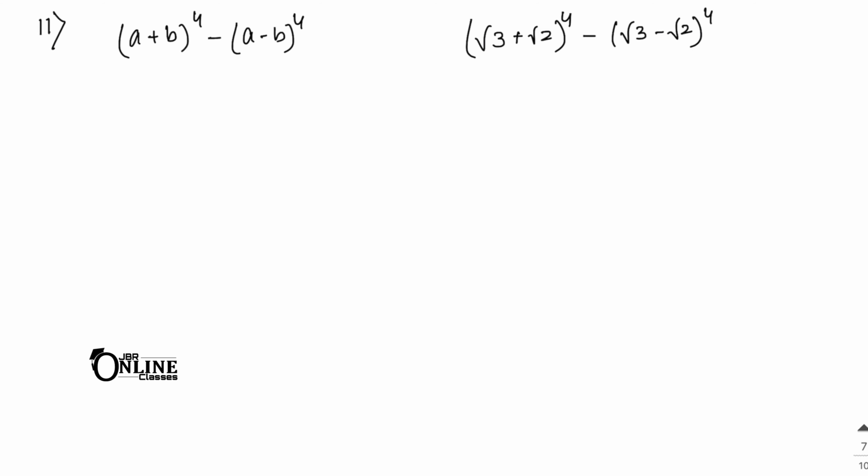So here in sum number 11, first find (a plus b) whole to the power 4 minus (a minus b) whole to the power 4, and then evaluate (root 3 plus root 2) whole to the power 4 minus (root 3 minus root 2) whole to the power 4. Okay, clear? So first solve the first one by binomial theorem.